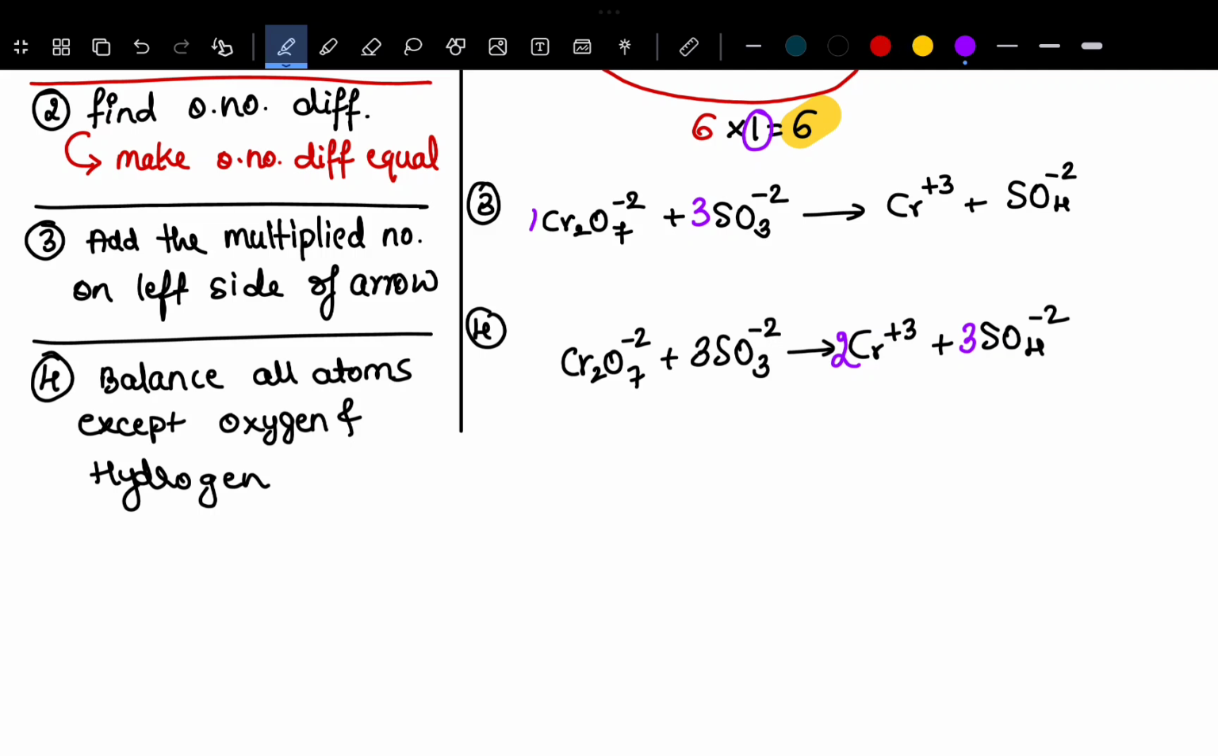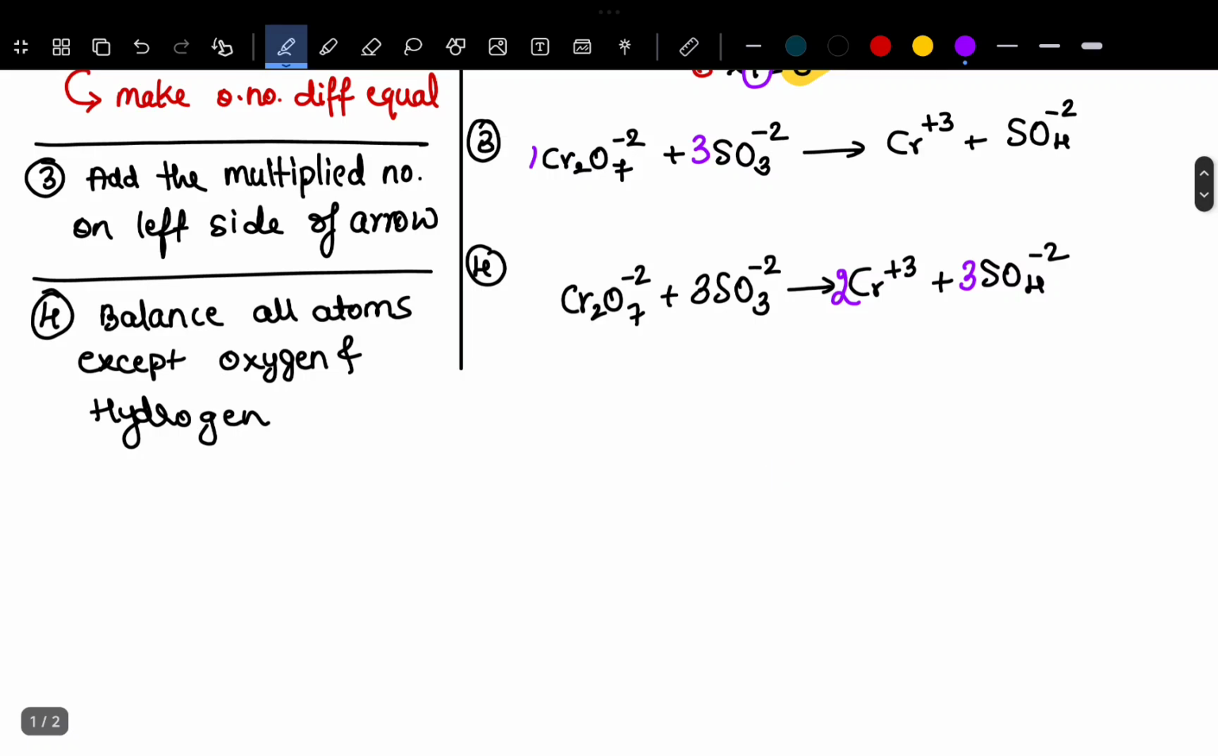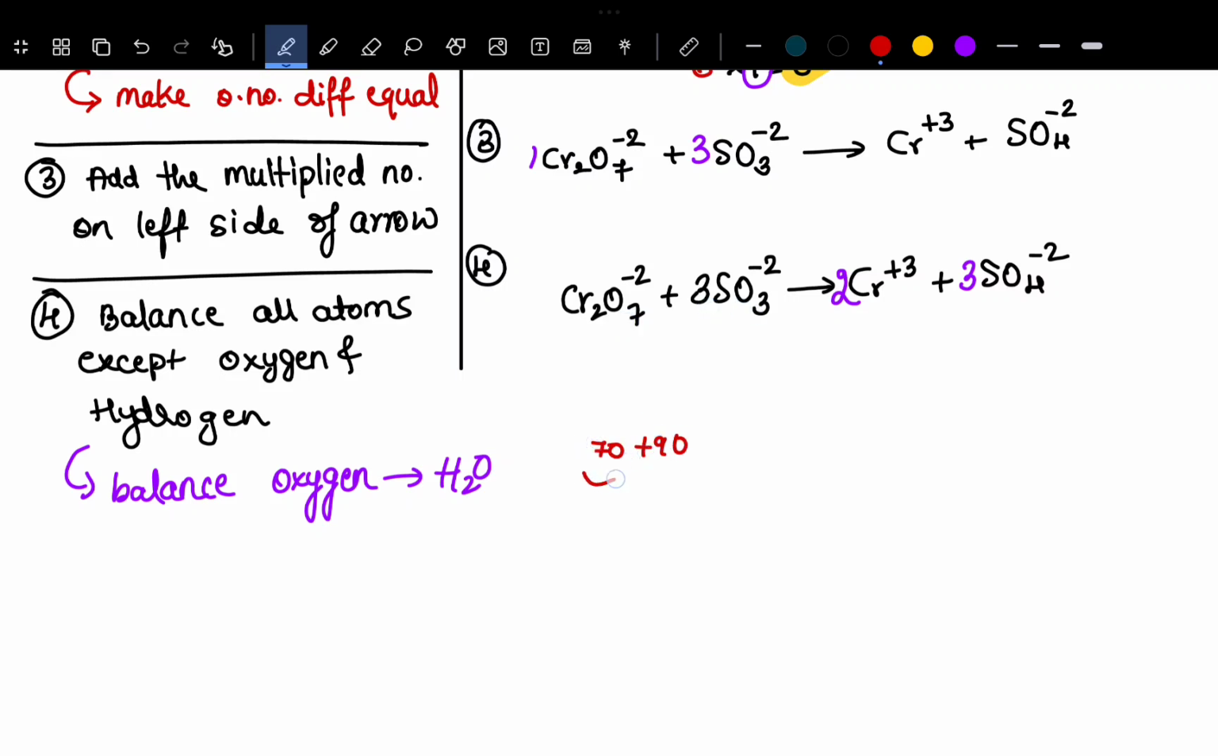Alright. So in the fourth step, first we have to balance all atoms except oxygen and hydrogen. So once you have balanced all atoms, next you have to balance oxygen by adding water. So next, balance oxygen by adding water. So here on the left hand side, first we'll count number of oxygens. So in this we have total 7 oxygen. Here we have 3 3s are 9 oxygen. So in total on the left hand side we have 16 oxygen, whereas on the right hand side we have 4 3s are 12 oxygen.